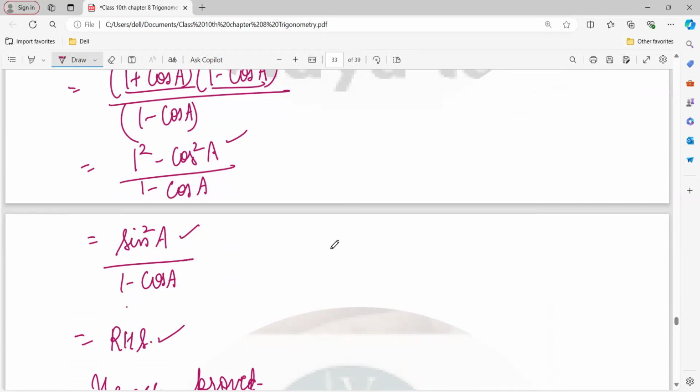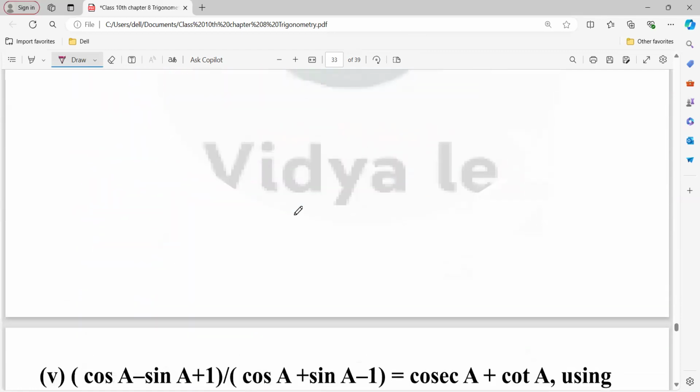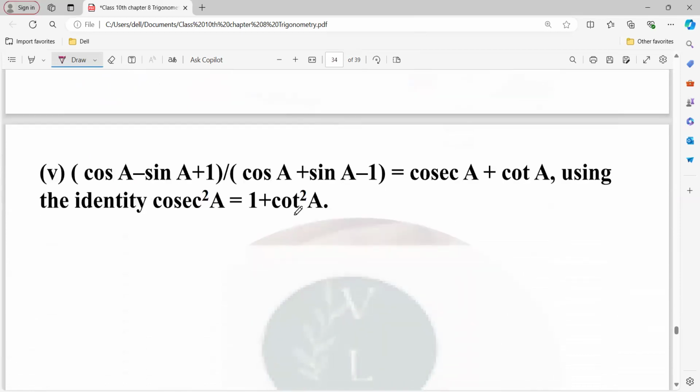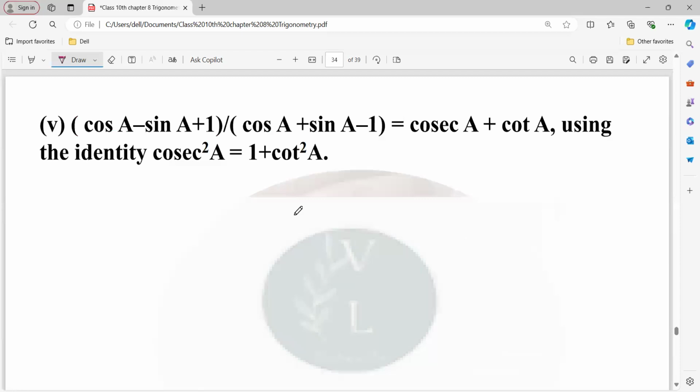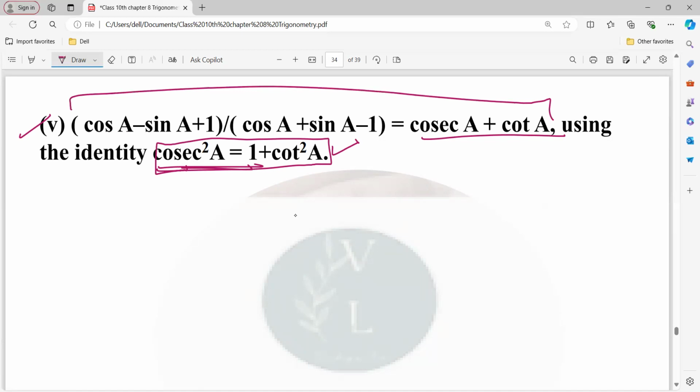Wonderful. Now, let's start the next part, the part 5th. In the 5th part, we have cos A minus sine A plus 1 upon cos A plus sine A minus 1 is equal to cosecant A plus cot A. This is part 5th, which is very important. And here we have to use this identity to solve this question. We have given it, we need to use this identity, but in the exam, you will not get this hint. You will be given just this statement, that is to prove left hand side is equal to right hand side. So let's start the question.